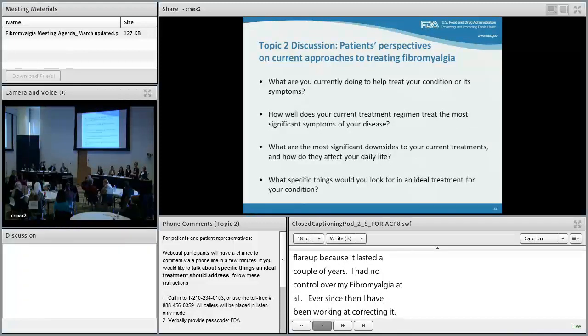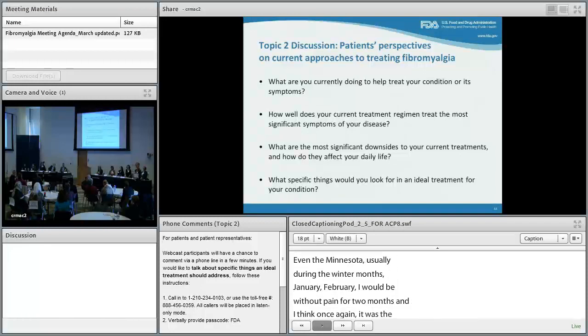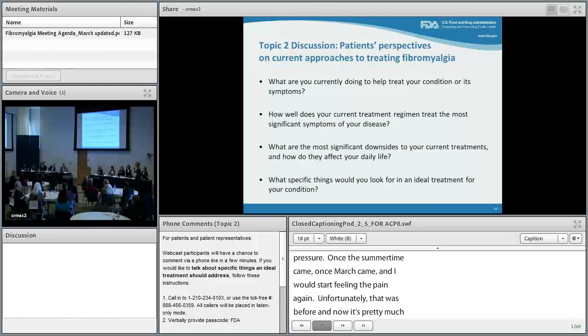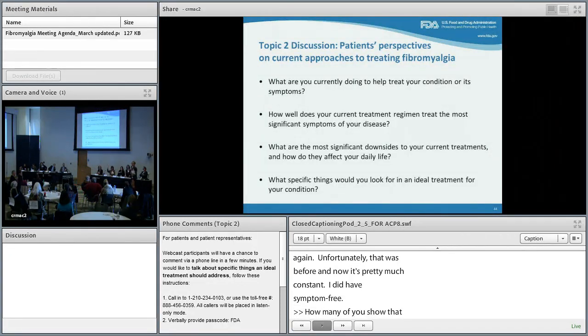But even in Minnesota, usually during the winter months, January and February, I would be without pain for 2 months. I think once again it was the dry air and the high barometric pressure. Once March came, I would start feeling the pain again. Unfortunately, that was before, and now it's pretty much constant. But I did have symptom-free periods. How many of you, show of hands, find that weather can affect your symptoms positively and negatively?